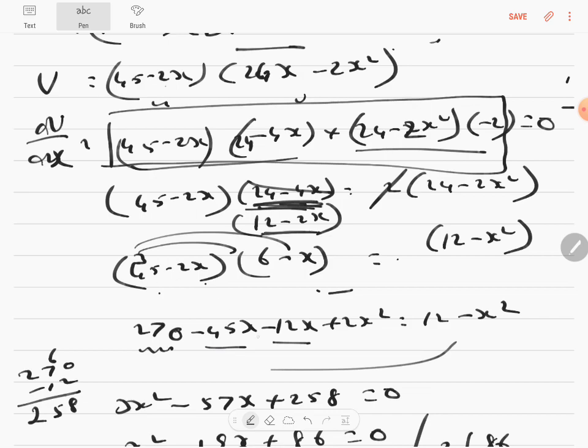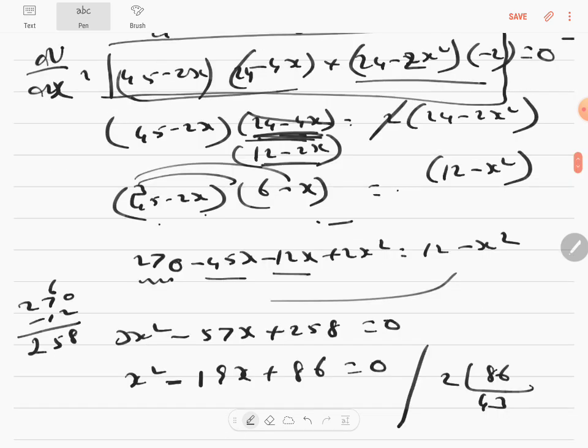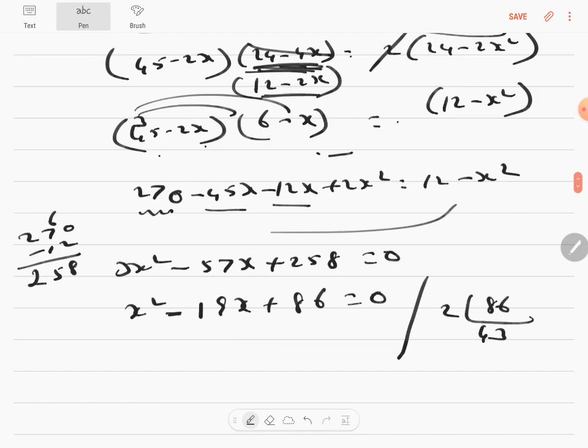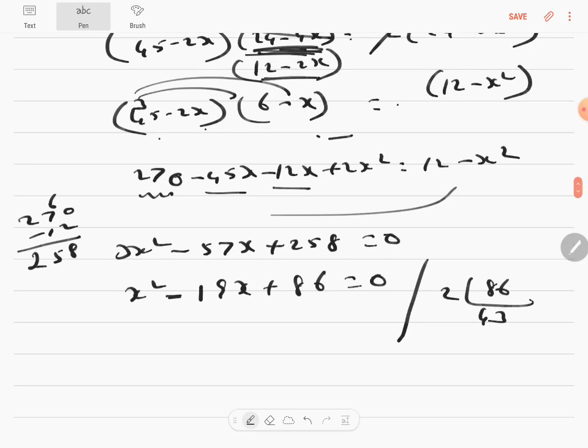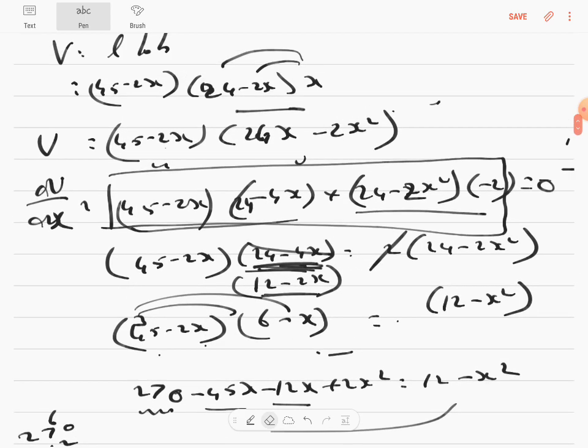6 5s are 30, 6 4s 24, 270 minus 45x minus 12x plus 2x square is equal to 12x minus x square. A 3x square minus 57x plus 258. 3 1s are 3, 9 3s 27, 8 3s 24, 6 3s 18. Everything is fine. 4 2s are 8, 3 2s are 6. Again I'm stuck. What is this? What can be the issue?